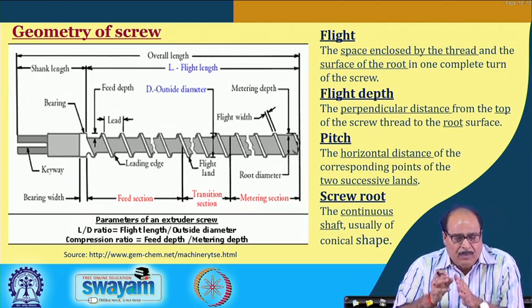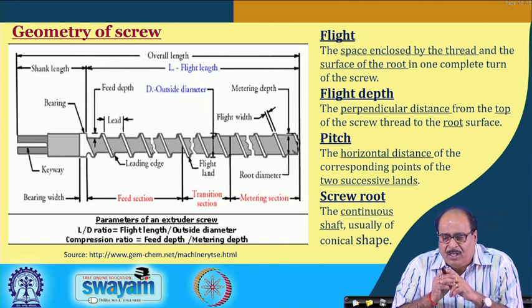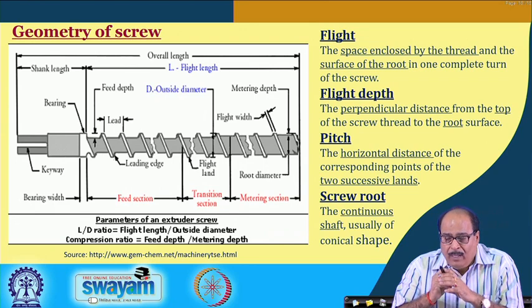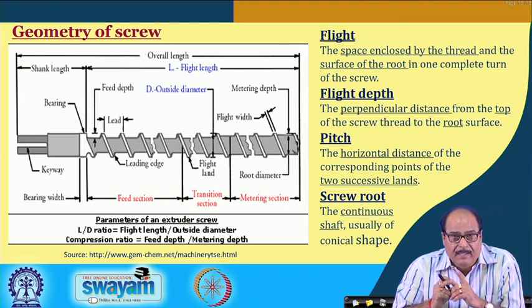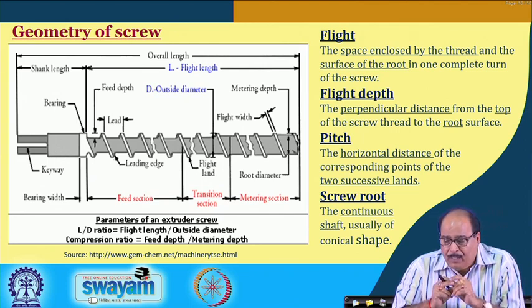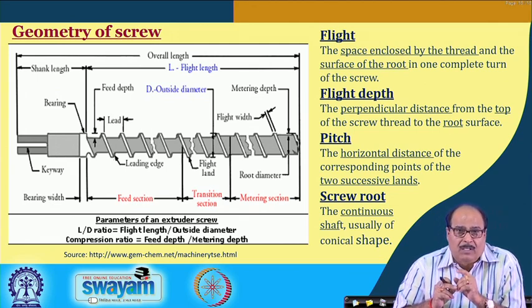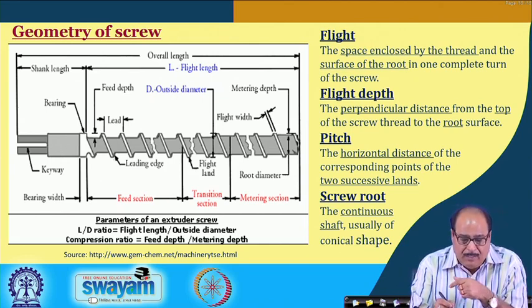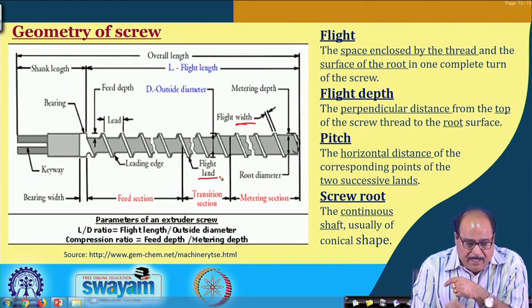The first thing is the flight. The flight of an extruder is the space enclosed by the thread and the surface of the root in one complete turn of the screw. The flight depth is the perpendicular distance from the top of the screw to the root surface. You can see in this figure that the flight depth, the flight width and the flight length are shown here.